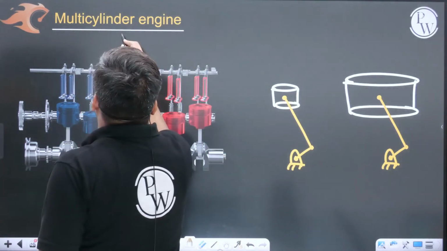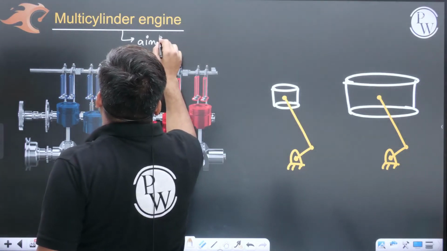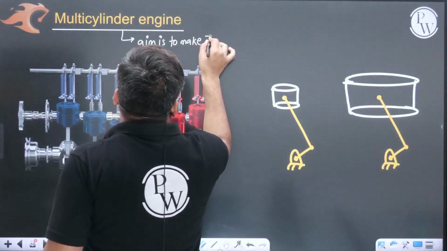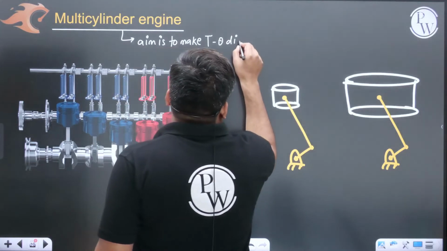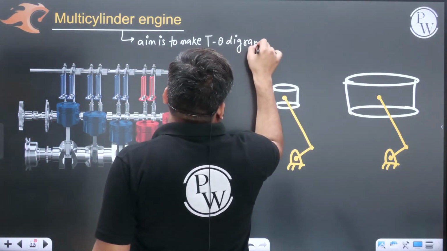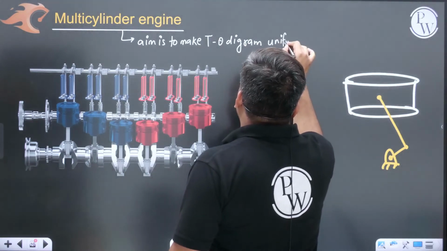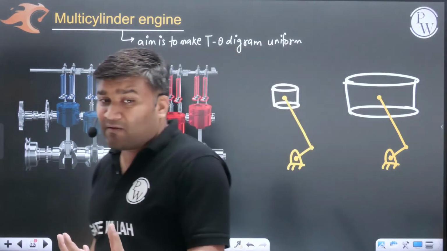Let me write: multi-cylinder engine. Aim is to make the T theta diagram uniform, reduce fluctuations, reduce the requirement of flywheel.